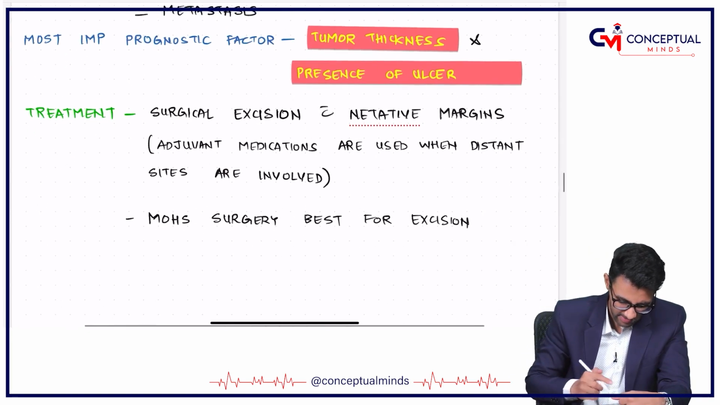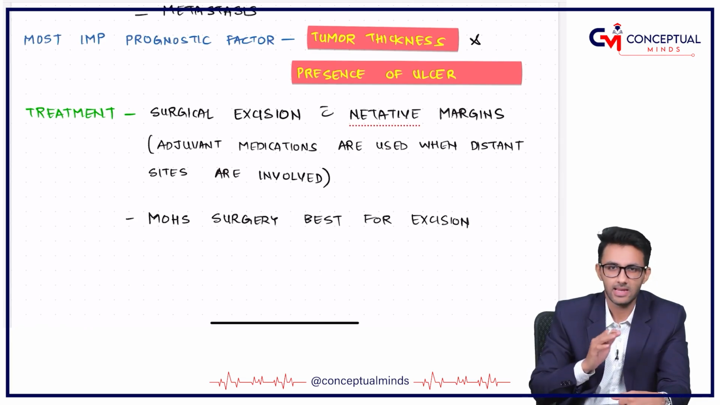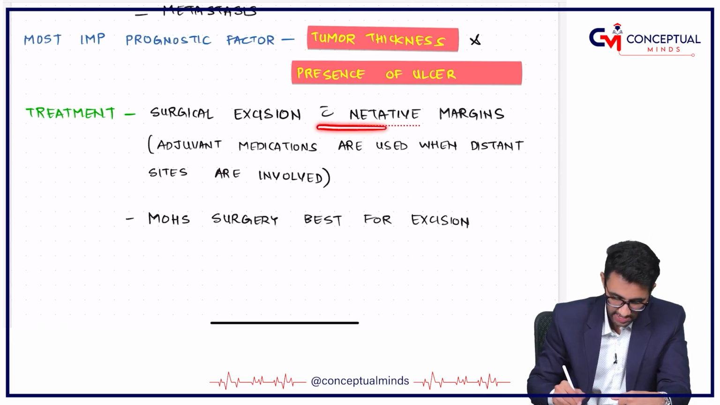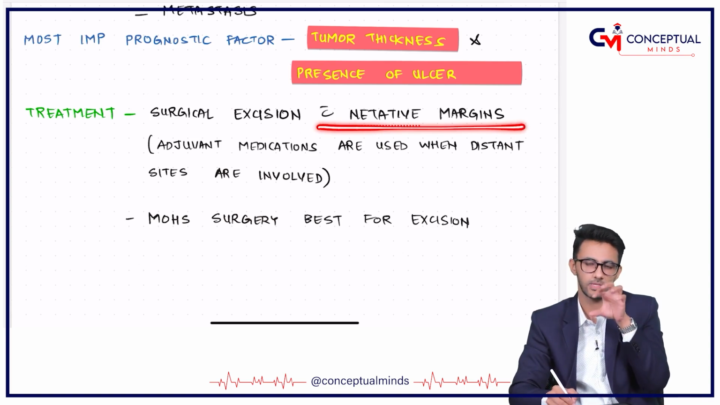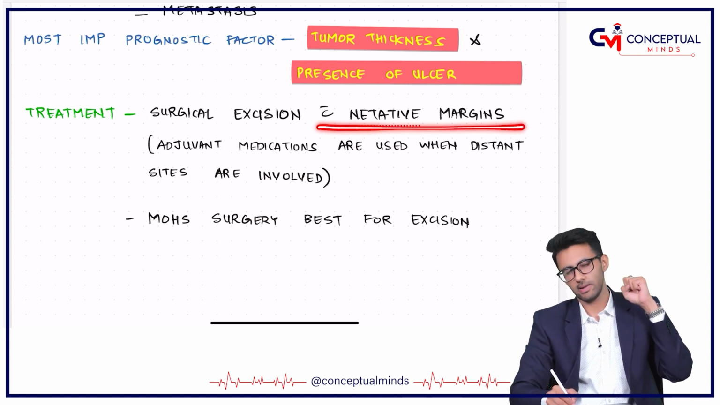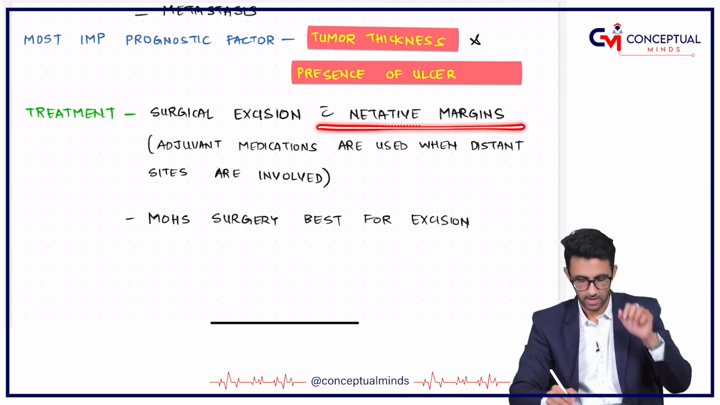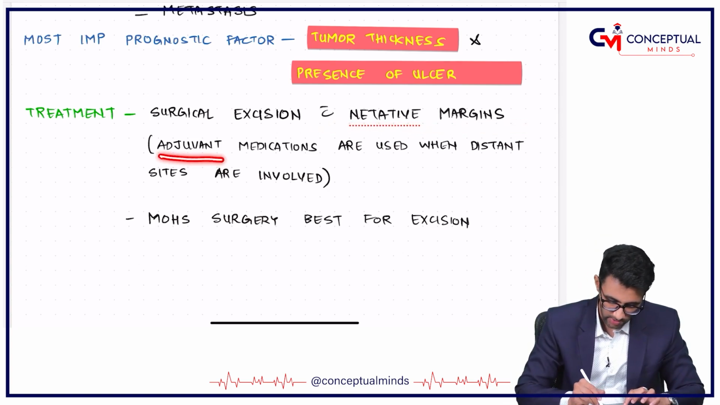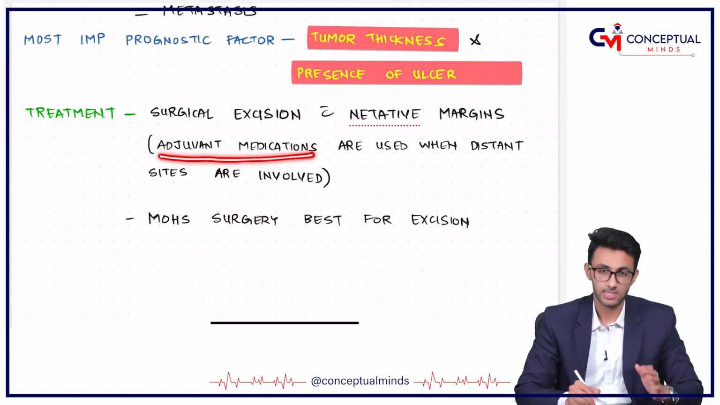Treatment: for sure we will have to excise it. We will have to have a very clear excision and have negative margins. Negative margins means that we should have a clear border. There should be complete excision of the melanoma. Alright, and adjuvant medications are used. Adjuvant means supporting medications, used when there are distant metastases.